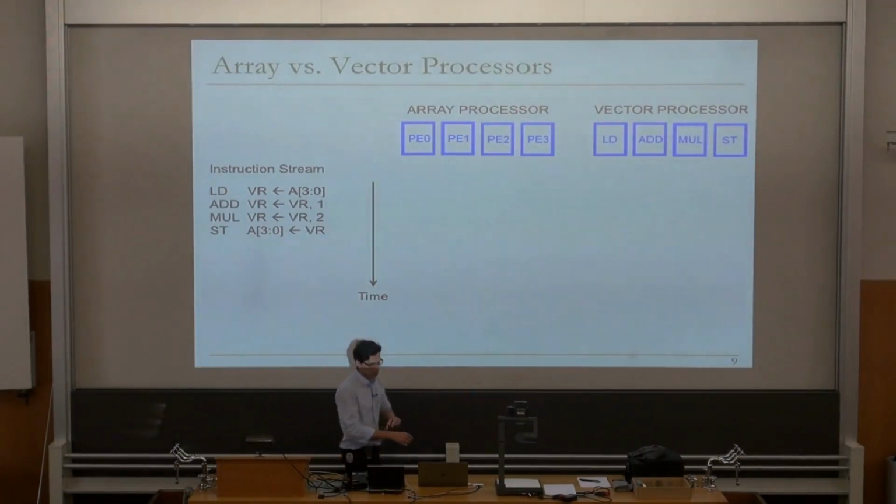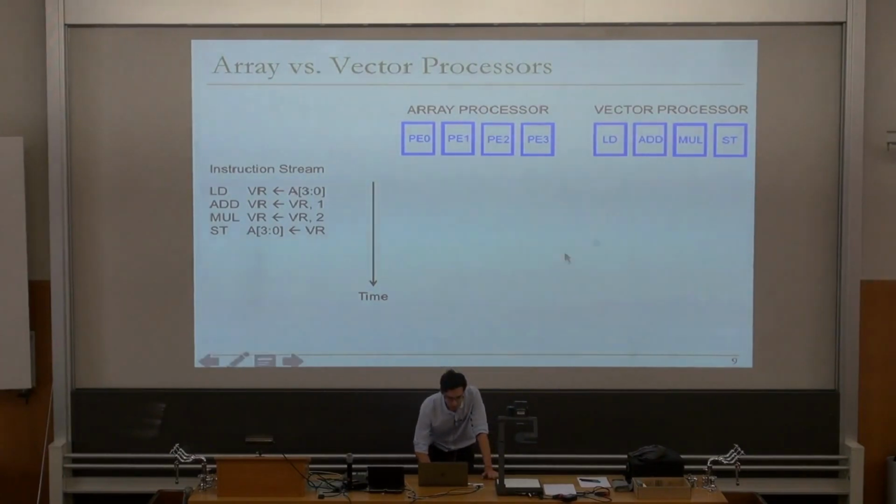So first observe the code that we have here, this instruction stream. Can you see the pointer? Yes. Okay. So in this instruction stream, you can see a load instruction. In this load instruction, we are accessing 4 elements of array A, and we are storing them in a vector register, VR. Then we are going to increment the contents of vector register VR. So that's what we are doing with this vector addition instruction.